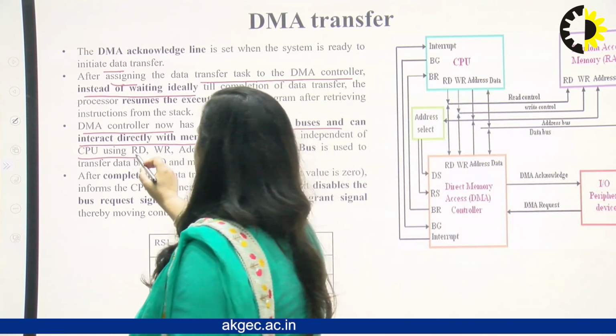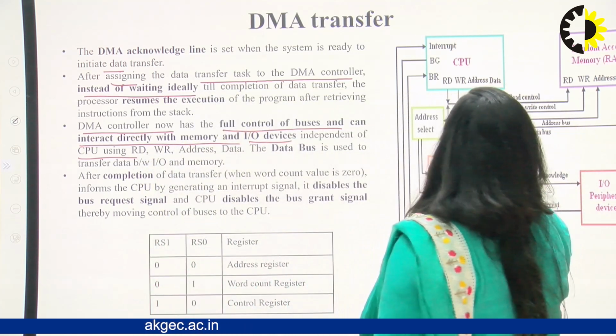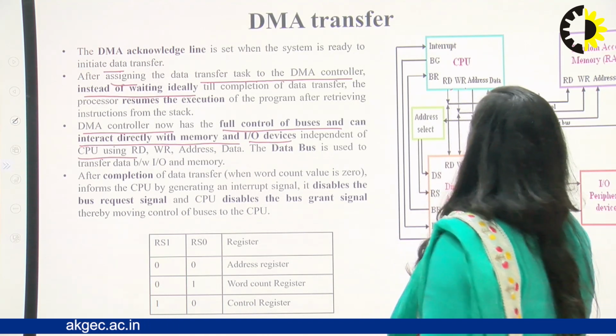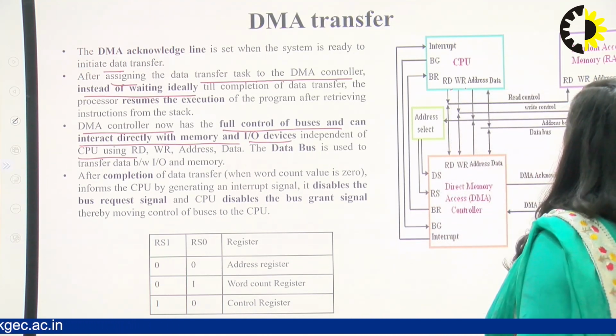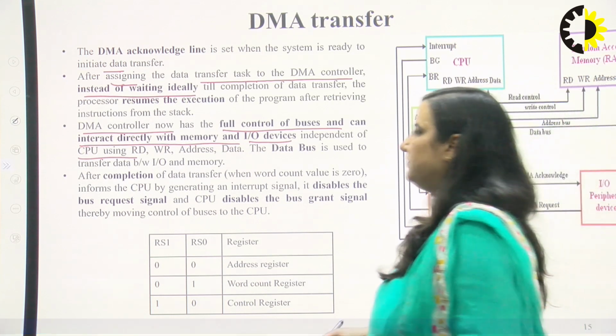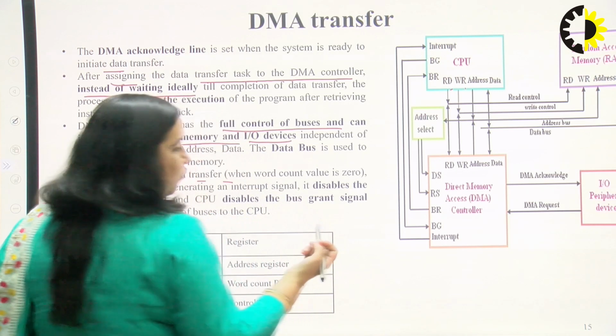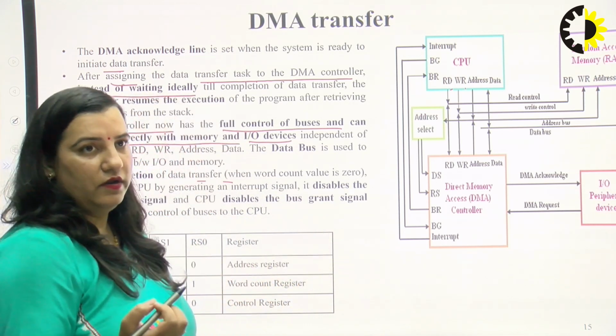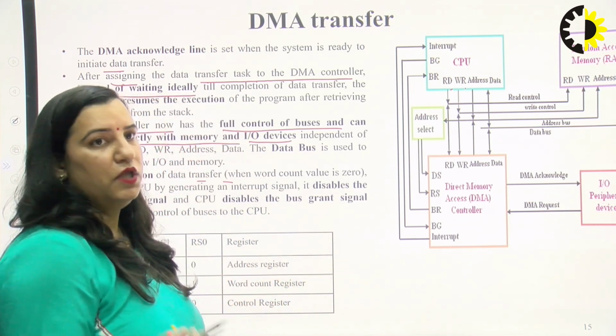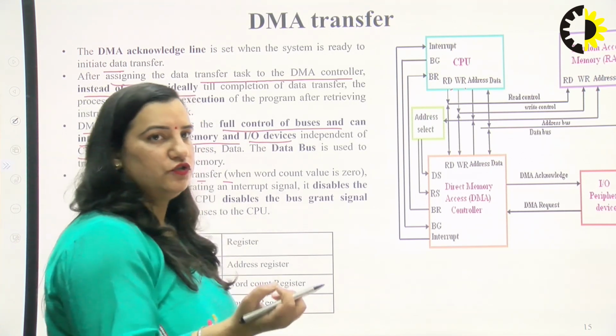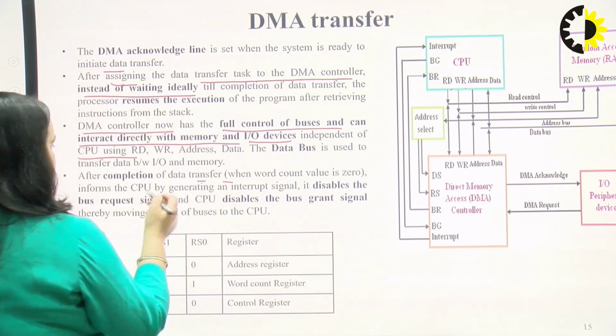DMA controller will use the read, write, and address lines for transferring the data from input-output device to memory. And how will it get to know whether the data transfer is complete or not? It will use the word count register. If the word count register reaches 0, it means the transfer is done.